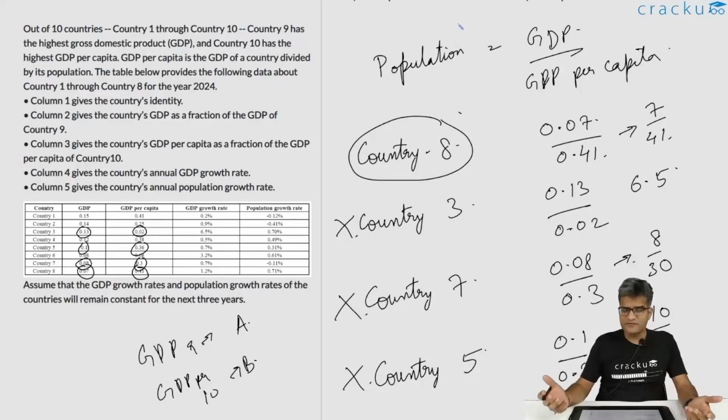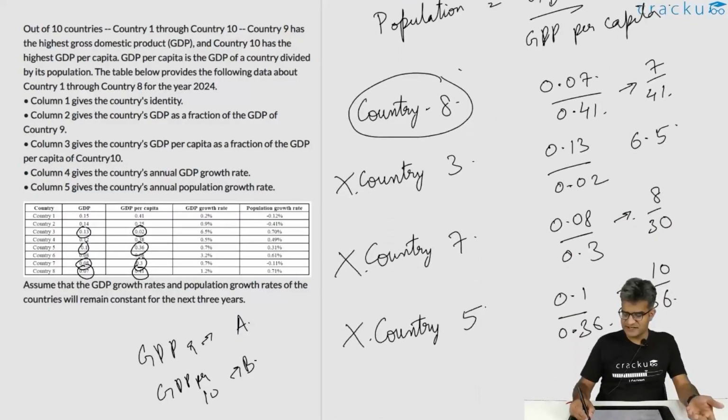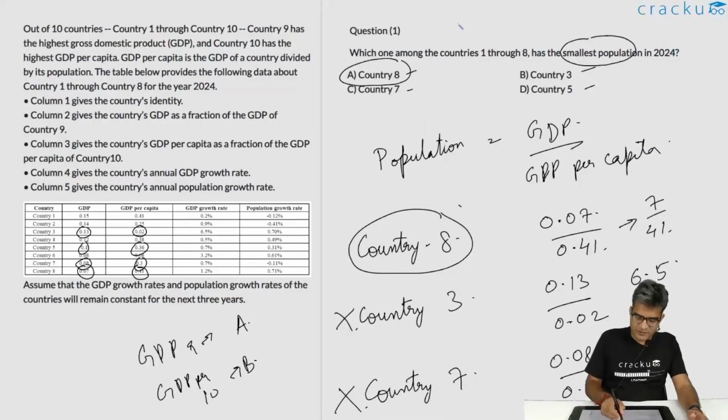If you are not sure of the approximations, you can actually calculate it, but it will just waste time. 7 by 41 is very close to 1 by 6. That is clearly the smallest when you are comparing with the four options. So the correct answer is option A. Let us look at the second question.